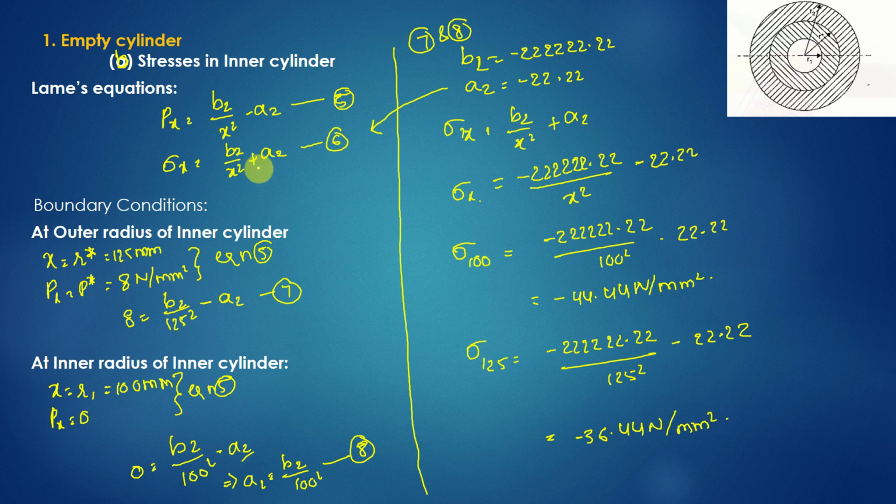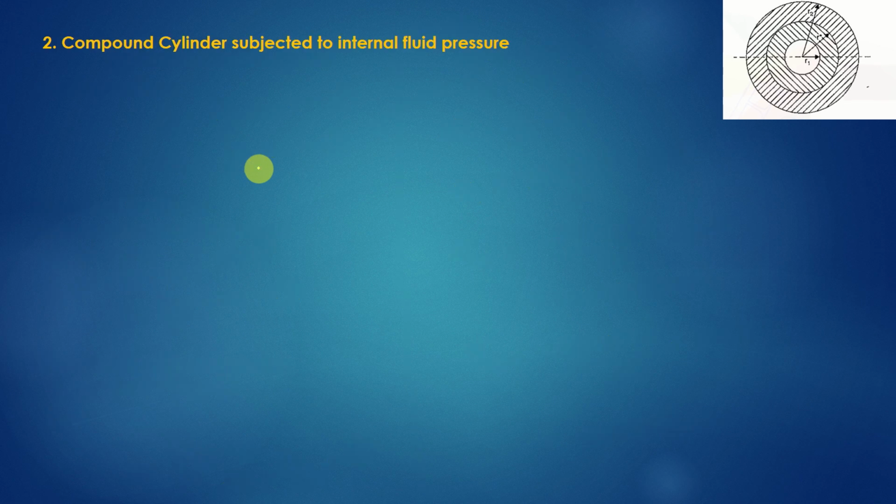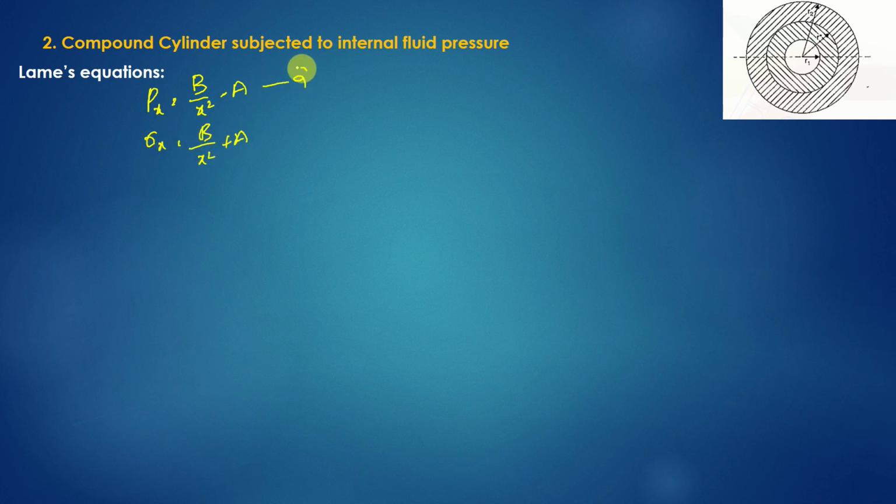Let us find the stresses in the compound cylinder subjected to internal fluid pressure. We have the Lame's equations as Px is equal to B by x square minus A, and sigma x is equal to B by x square plus A. I am taking capital values here. Take it as equation number 9 and equation number 10. Capital A and B are constants of the compound cylinder.